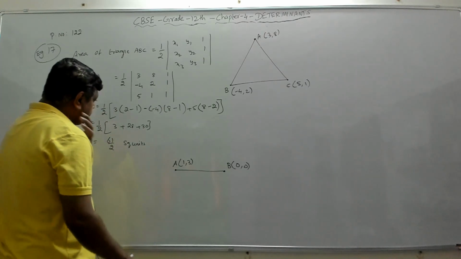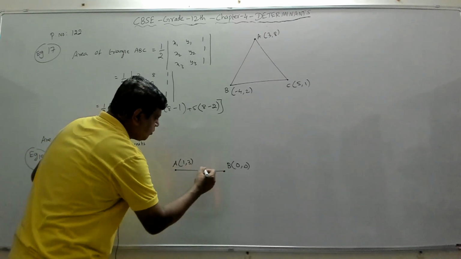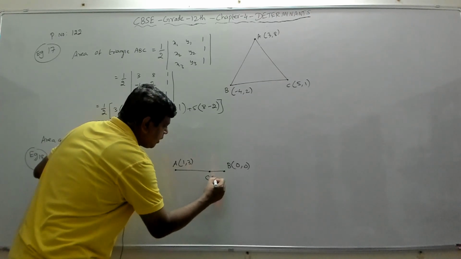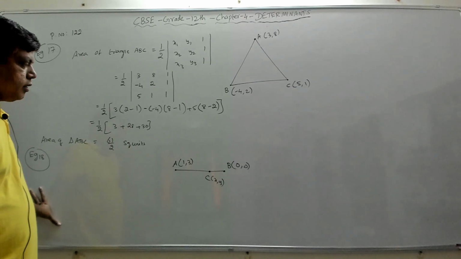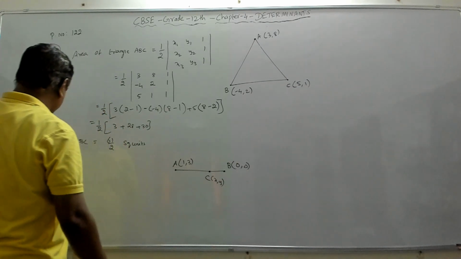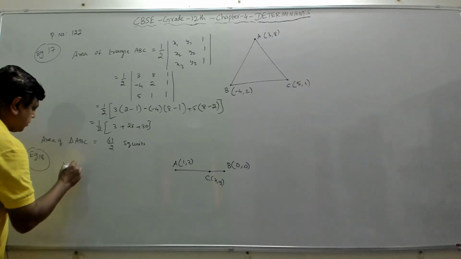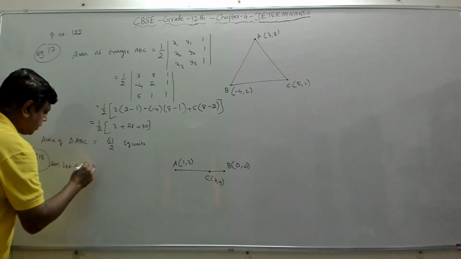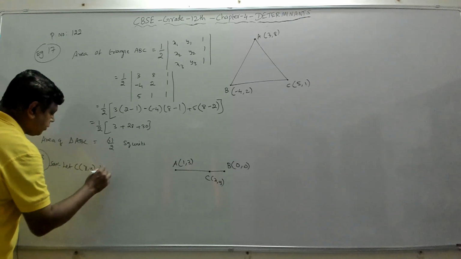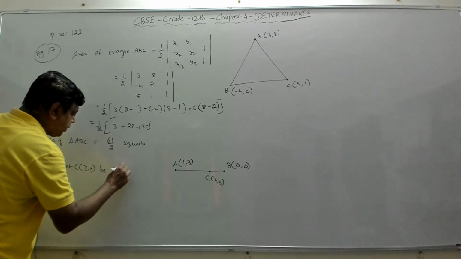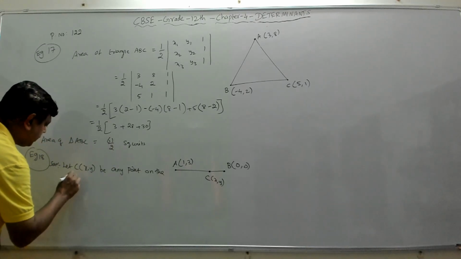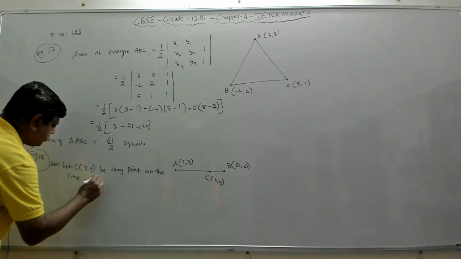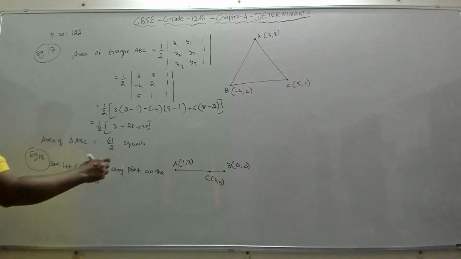So here we have to find the equation of the line first. So we'll take any point on this line as C of x comma y. Now I'm writing the solution. Let C of x comma y be any point on the line AB.